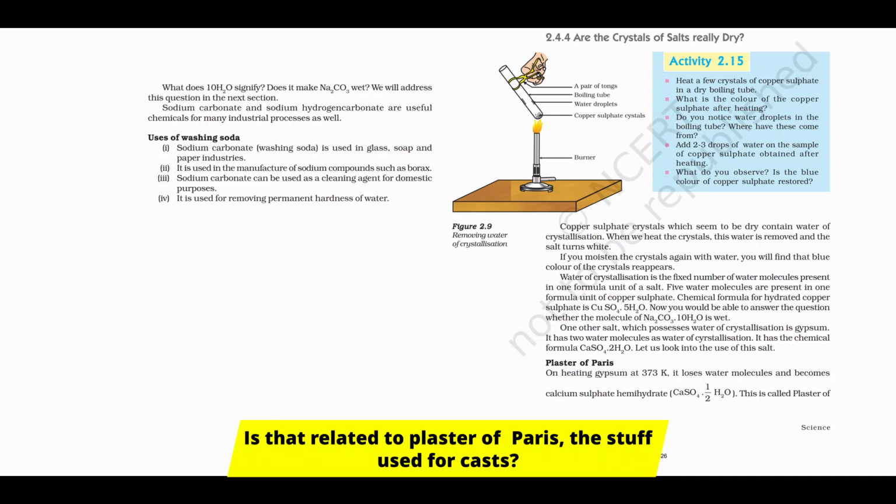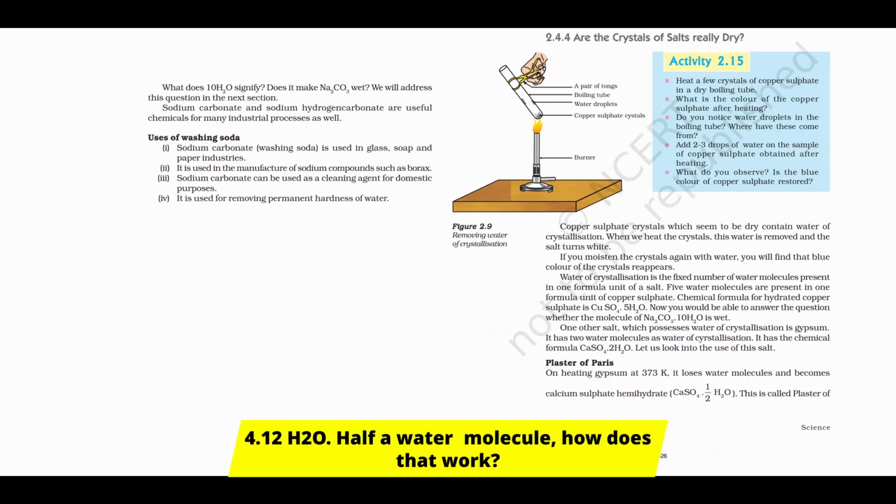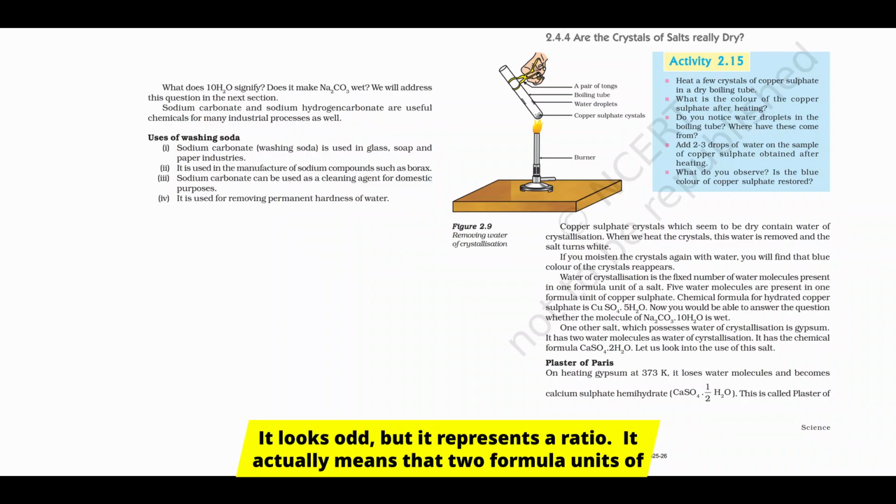Is that related to plaster of Paris, the stuff used for casts? Precisely. Gypsum is the direct raw material for making plaster of Paris, POP, a hugely important material in medicine and construction. Its chemical name is calcium sulfate hemihydrate. Hemi means half. Its formula is CaSO4.1/2H2O. Half a water molecule. How does that work? It looks odd, but it represents a ratio.